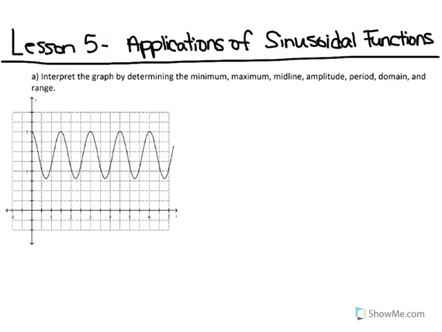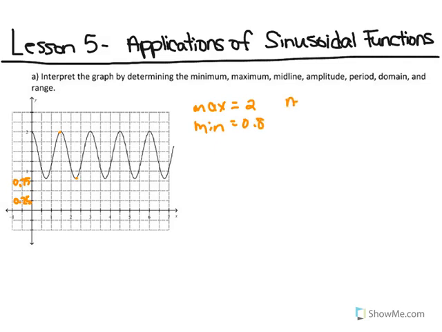So we want to determine the minimum, maximum, midline, amplitude, period, range, domain, all of the stuff we normally find. So first we'll take our max point, and it is at 2, and our minimum point is not quite at... what are these going up by? 0.25s. So if this is 0.25, this would be 0.75. It's not quite there. It's a little bit higher than that. So the minimum would be about 0.8.